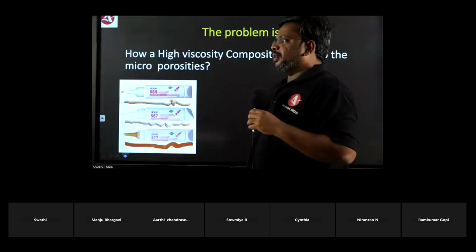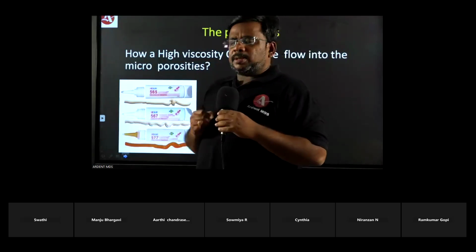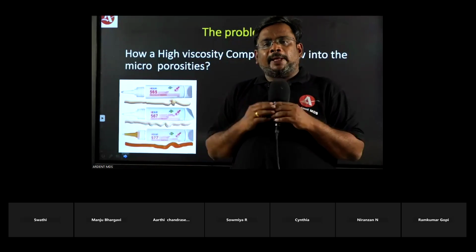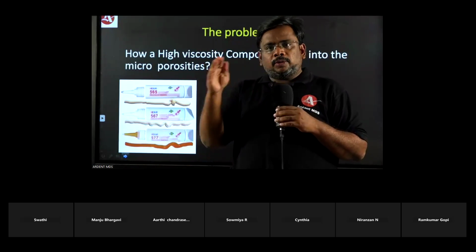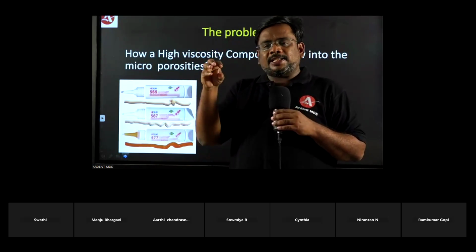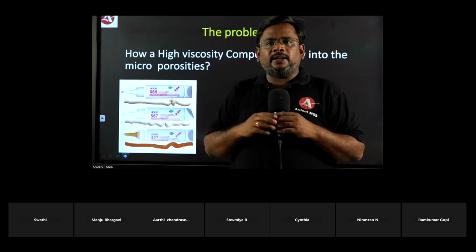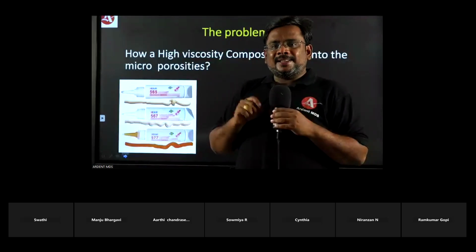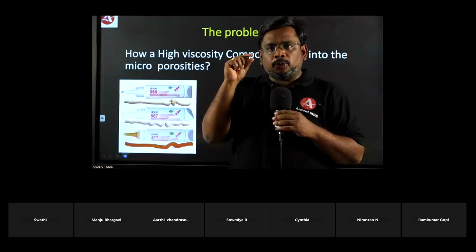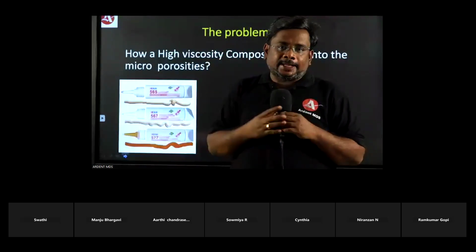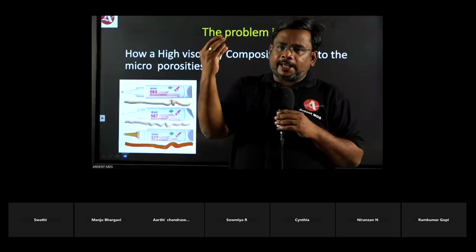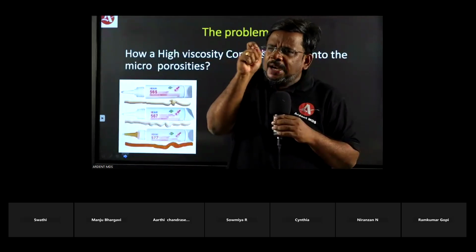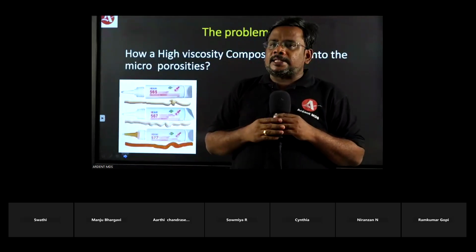Now, this next question: what is the problem now? The problem is, you have created a microporosity. Well and good. The porosities help for the retention of composite, but there is a problem. The problem is the composite, whatever you're using, is high viscosity. Right. So how will the high viscosity composite enter into the smaller porosities? That is the problem.